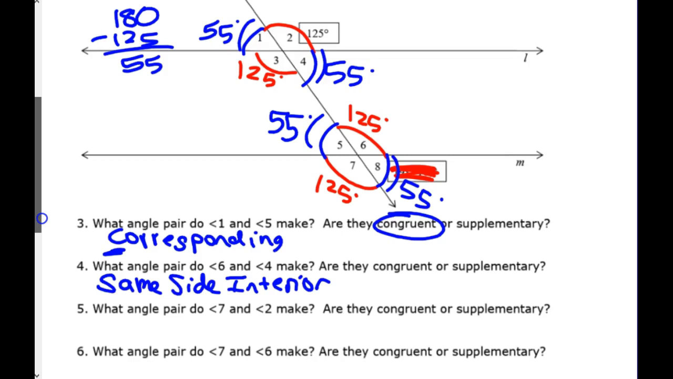So now S has the S rule. Same side is supplementary. And you can tell because 4 and 6, you got 55, 125. They're not the same. They add up to 180, right?